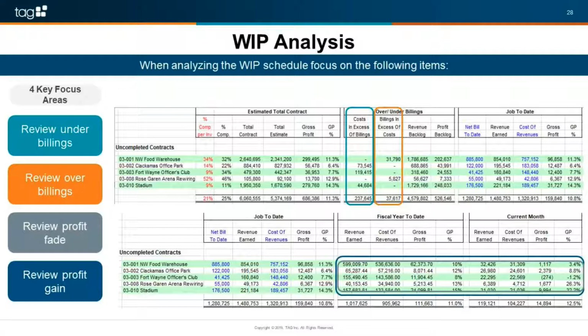So these are the types of things that I would analyze and ask the questions on, especially when you're trying to get any bonding. Your bonding company is going to look at your work in progress schedule very detailed, and they're going to try to determine if there's profit fade, how much profit fade there is, and if it changed drastically from one period to the next.